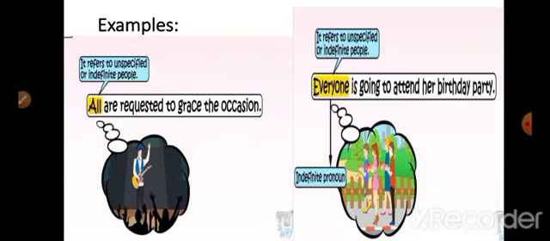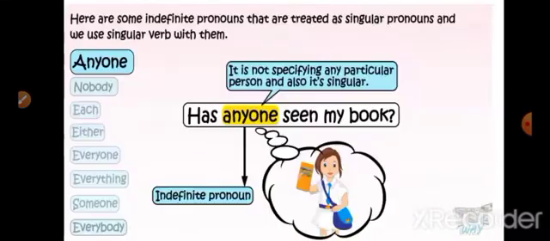Example: all are requested to grace the occasion. Here you can see it refers to unspecified or indefinite people. One more example: everyone is going to attend her birthday party. It refers to unspecified or indefinite person. Here everyone is indefinite pronoun.